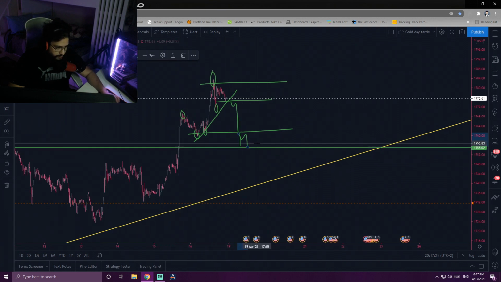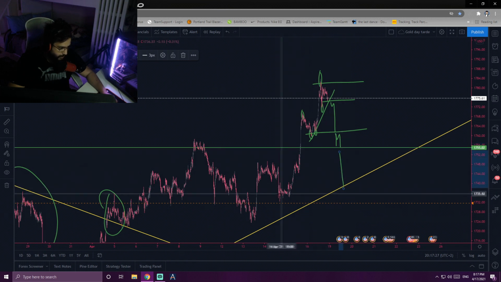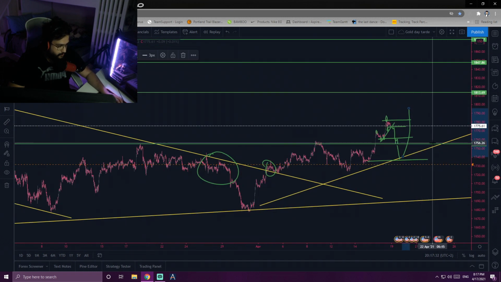Then we will wait here. Probably it will come all the way down. If it broke this too, then it's gonna go all the way down to 1738. Then it will shoot all the way up to our new trend line.